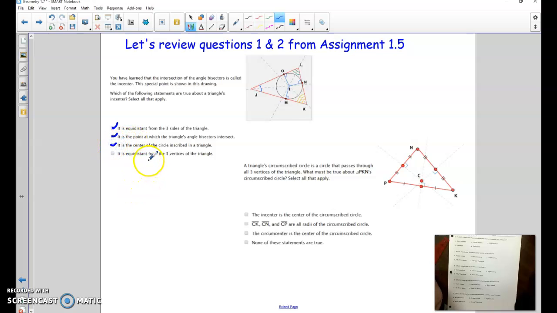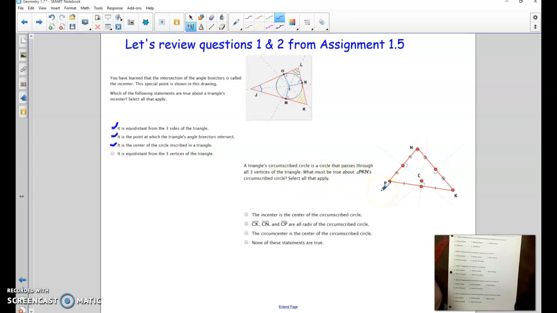And the last one says it is equidistant from the three vertices of the triangle. So it's saying I is the same distance to J as it is to L and to K. And that is simply not true. You can obviously see just by looking that I is closer to L than it is to J. And so we would not select that as a choice. It is not the incenter that's equidistant to the vertices. It's the circumcenter that is. So that brings us to the next question.